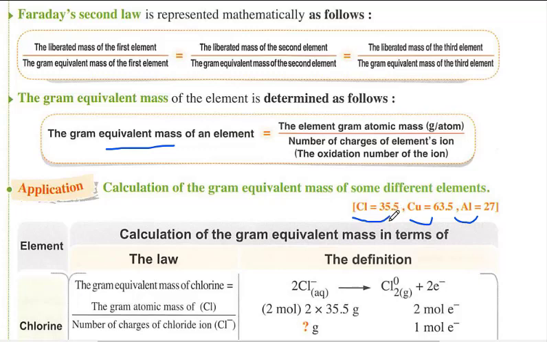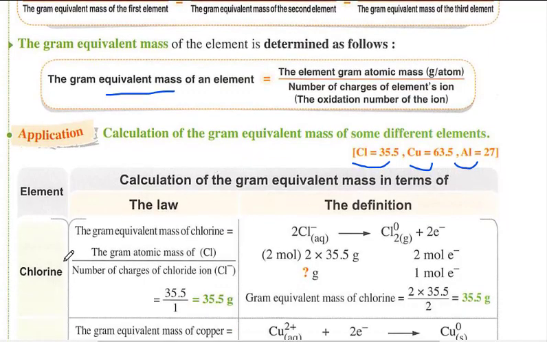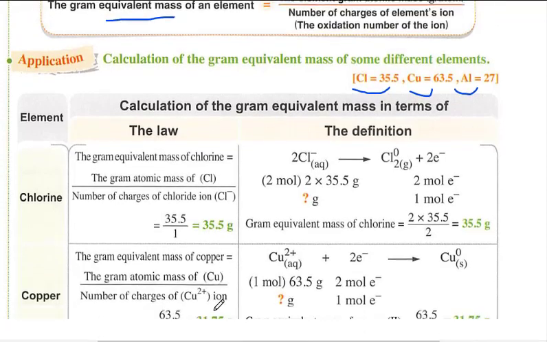The mass of 1 mole is 35.5 grams. So what is the equivalent mass? According to this law, it equals the atomic mass of chlorine over its charge, which is 1. So the equivalent mass here equals 35.5.